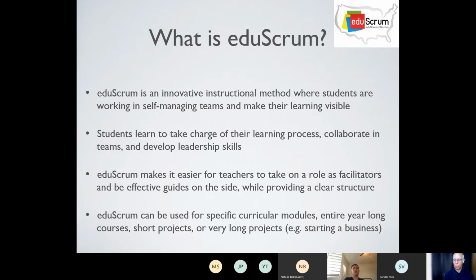When you ask me where you can use Eduscrum, you can use it in pretty much any subject, and you can use it for formats such as project-based learning, but also really curricular learning. So for example, you could take a math book or a chemistry book or a history book and convert that in a way that it becomes an Eduscrum format, and it becomes much more engaging for students.